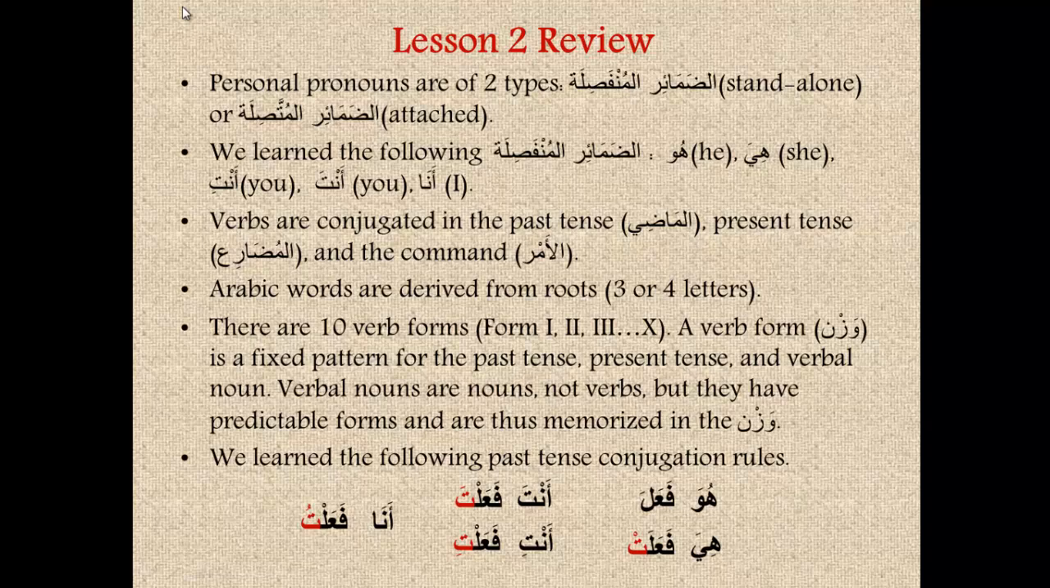And last but not least, we learned the following conjugation rules for the past tense form 1 verb. So we learned huwa fa'ala, hiya fa'alat, anta fa'alta, anti fa'alti, and ana fa'altu. And these conjugation rules apply to all past tense verbs regardless of form and regardless of whether the verb may be irregular or regular. This is the end of lesson number 2.